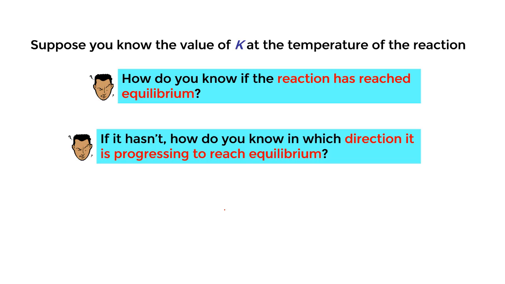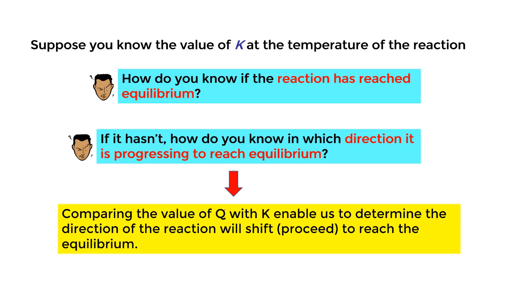Kalaulah kita tahu sistem itu tidak lagi mencapai equilibrium, macam mana pula kita nak tahu apa reaction itu perlu buat, ke arah direction mana reaction itu perlu lakukan? Maksudnya dia nak cenderung kepada melakukan forward reaction ataupun dia cenderung nak melakukan reverse reaction untuk mencapai equilibrium. So the answer is by comparing the value of Q with K.